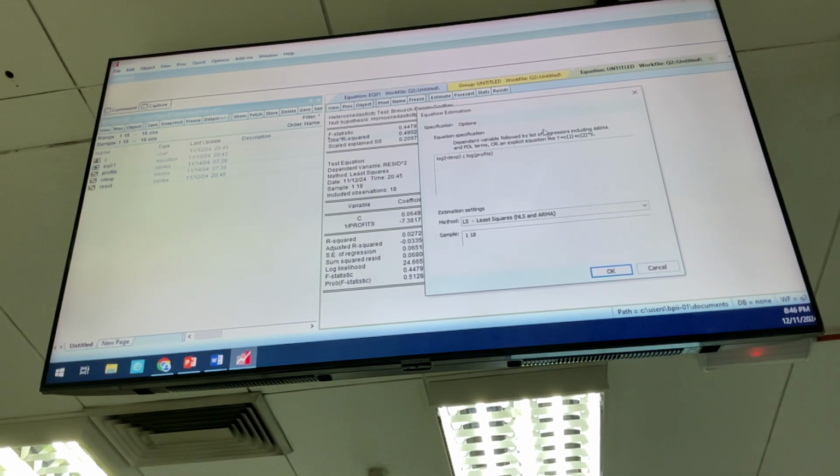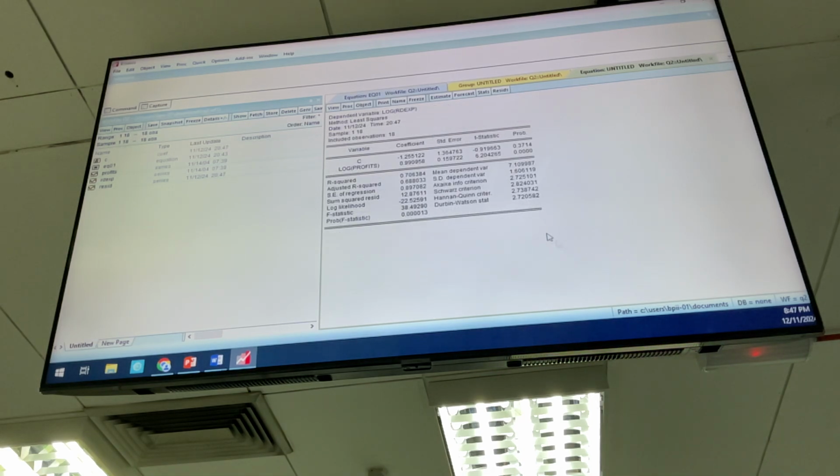But in the interpretation you have to be careful. You have to interpret in percent, because using a double-log model, you interpret as elasticity. You cannot interpret as usual. So when profit increases by 1%, the R&D expenditure increases by how many percent? By 0.99%, not 99%. 0.99%.